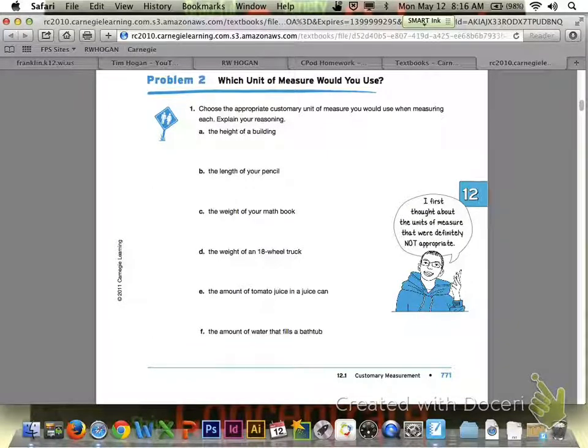Hi class, we're going to start off 12.1 with problem number 2 based off of the work that you did with the talking drawings activity. You should now have a good understanding of the standard units that we use in the customary system dealing with length, weight, and capacity. To get started for today, what I would like you to do is number 1, A through F. It just asks you to choose the appropriate customary unit of measure that you would use when measuring each, and then just give an example of your reasoning. Go ahead and do that with your group members.